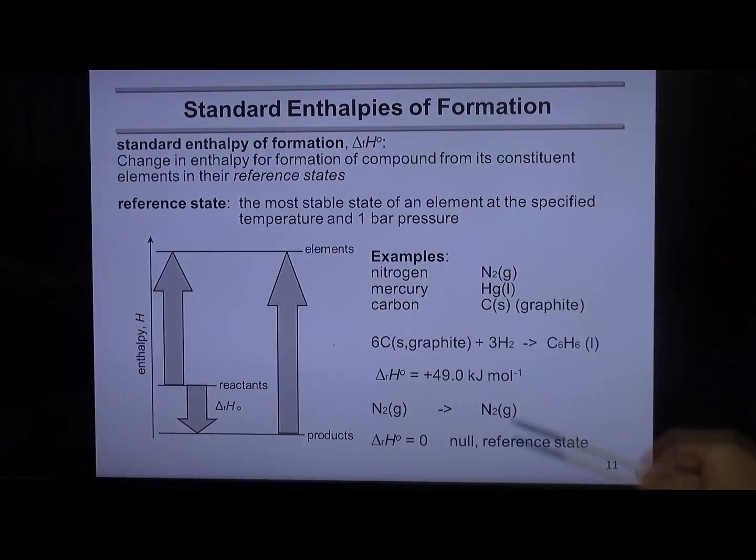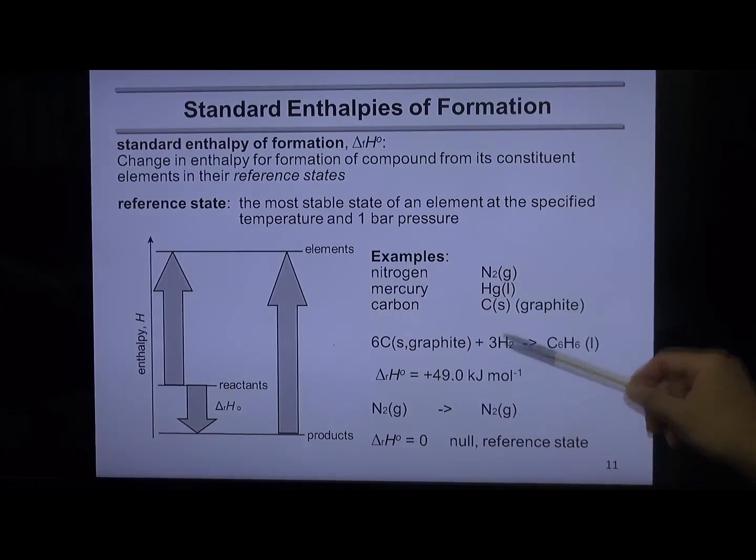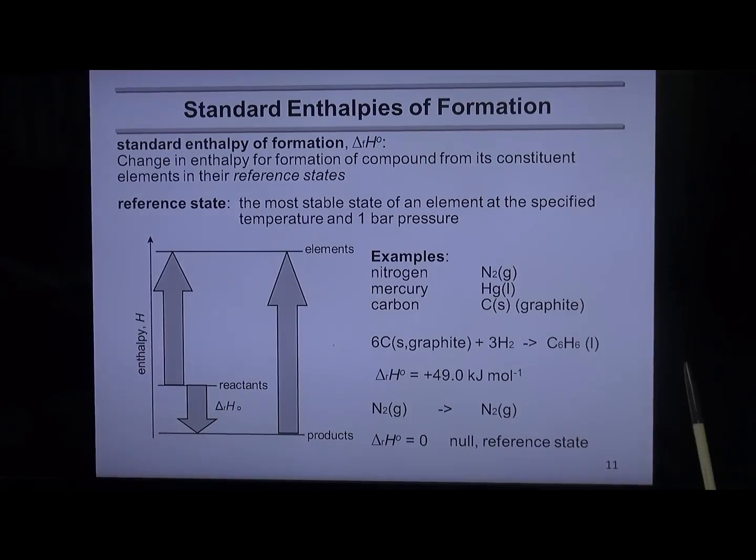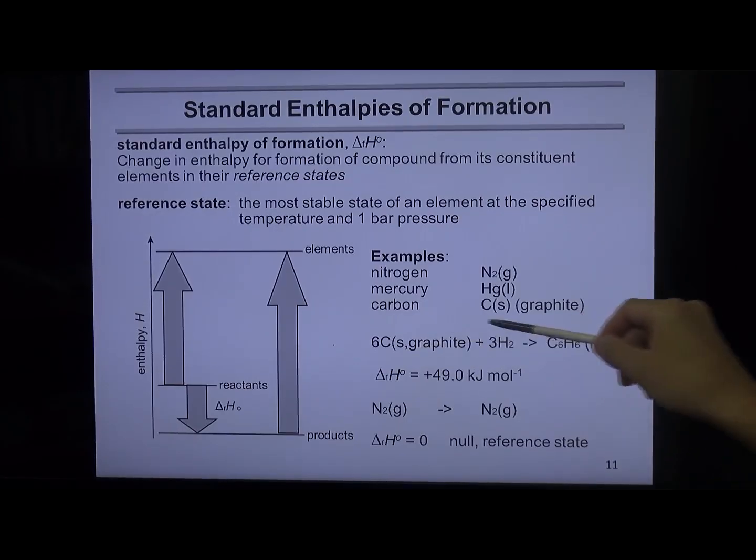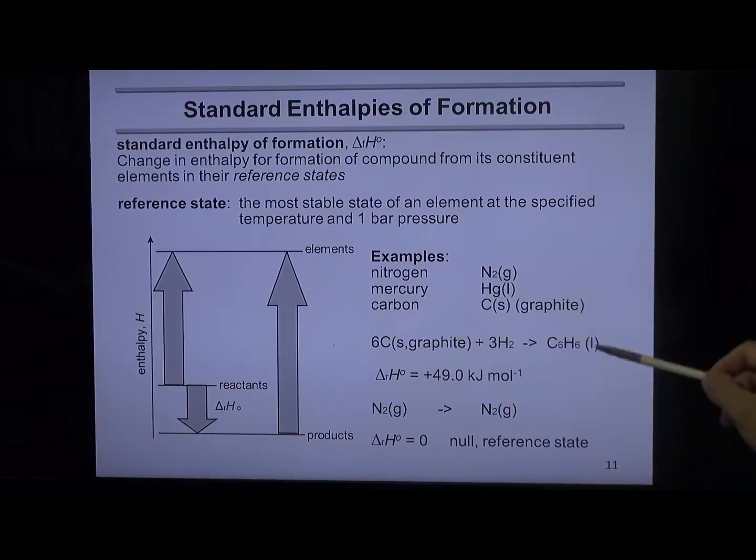Okay? And hydrogen at 1 bar and 25 degrees C, hydrogen exists as a gas, right? Gas is the most stable state for hydrogen. So their reference state has 0 enthalpy. Then we can determine the standard enthalpy of formation. Okay?